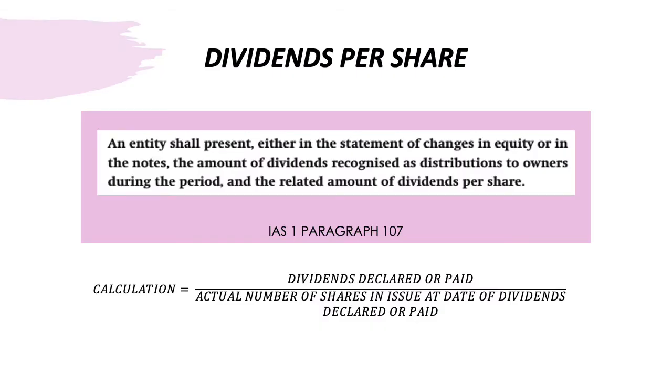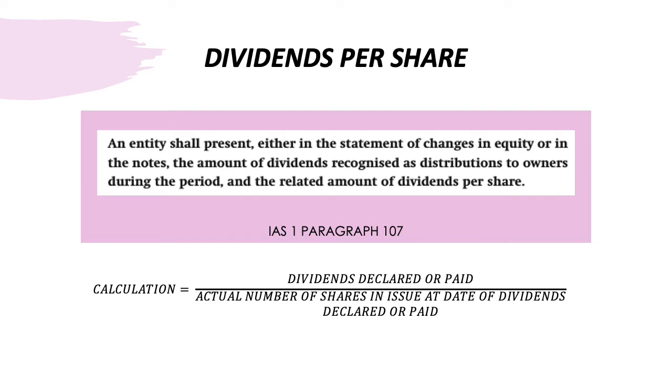IAS 1, paragraph 107, states that an entity must present, either on the face of the statement of changes in equity or in the notes to the financial statements, the amount of dividends recognized as distributions, as well as the amount of dividends per share. Those two go hand in hand as we are dealing with the total amount of dividends and then the dividends per share. Now, the calculation of dividends per share is not very difficult.